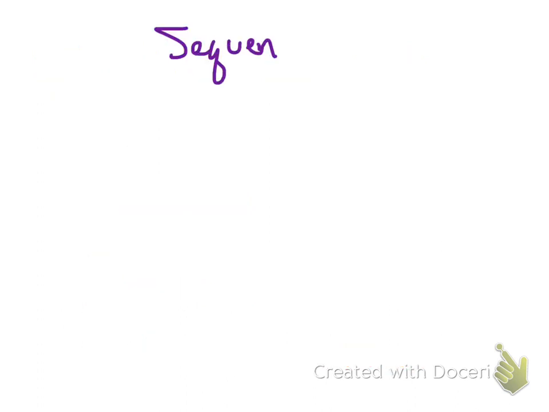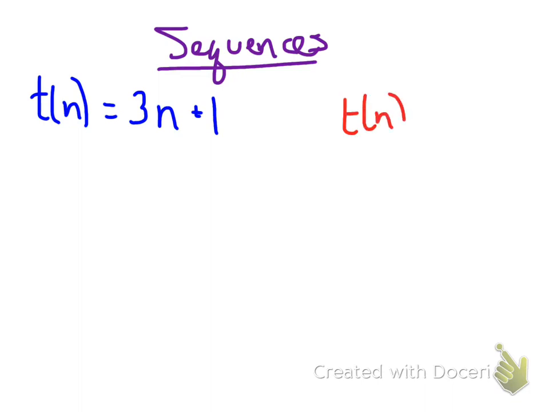So the first thing we're going to take a look at are sequences. So I have two different sequences. What I want you to do first of all is see if you can write the first 4 terms of each sequence and figure out if the sequences are arithmetic, geometric, or neither. So you can pause it now.